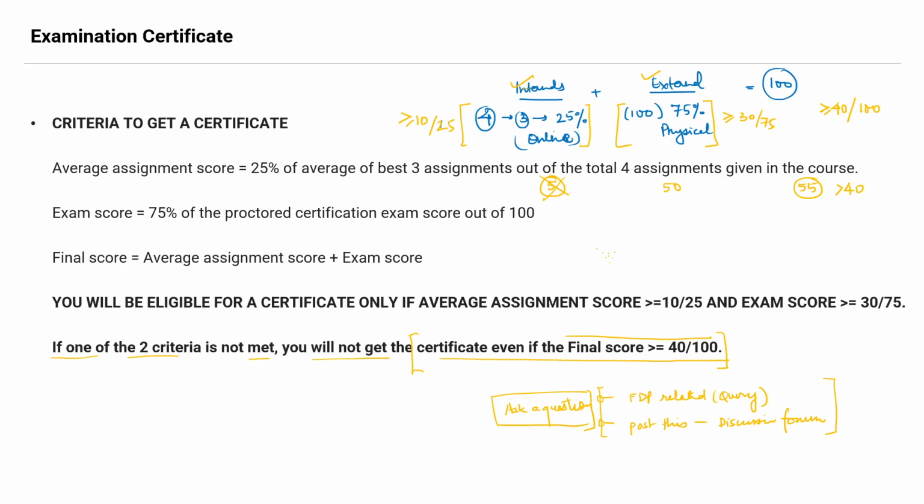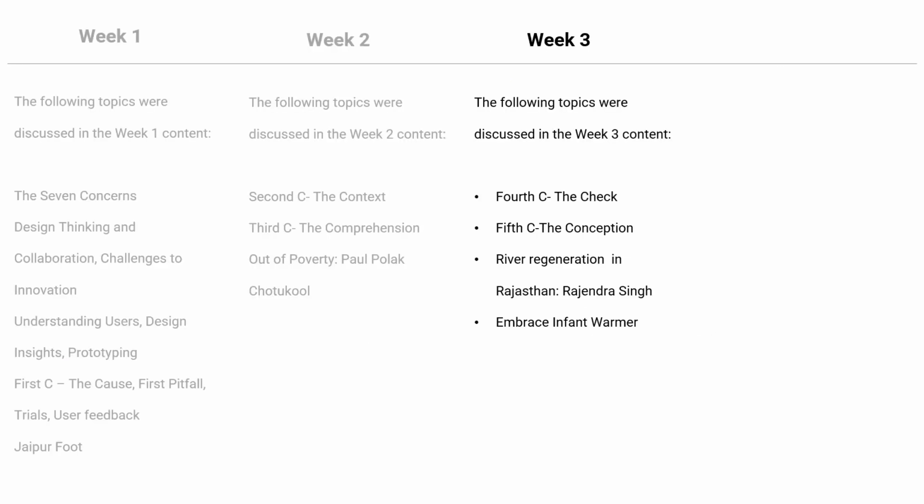Fine, so let's proceed. Week one content was all discussed in quite some detail. In week two, we talked about the second and third C out of the seven Cs, and in week three, the fourth C was discussed, which is check and conception. There were two additional learning materials, ALMs, in the form of the Waterman, Rajendra Singh ji, and the Embrace Infant Warmer. These are provided in the form of YouTube content. You can actually go through it.